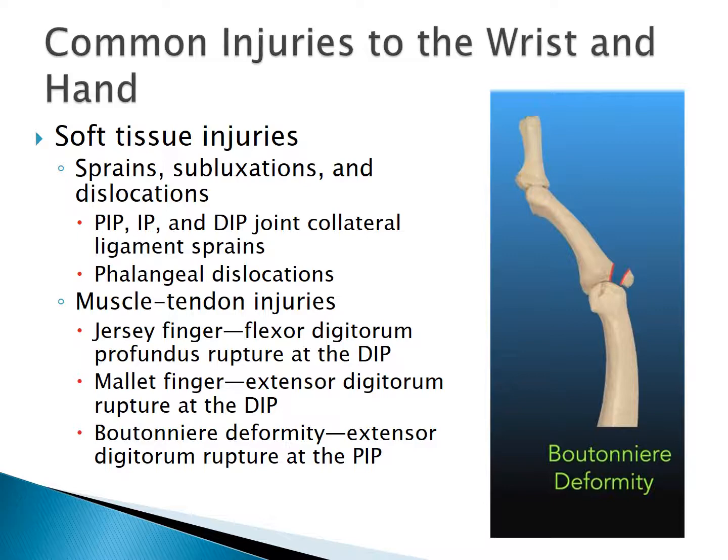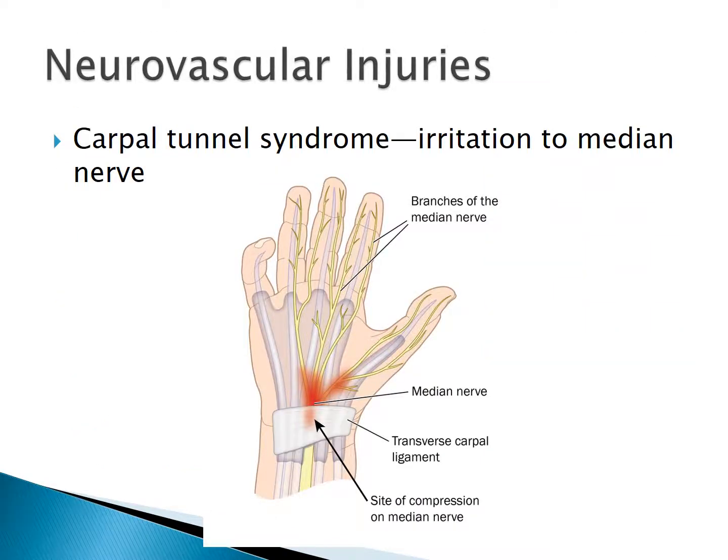The most common neurovascular injury to the wrist and hand is carpal tunnel syndrome. This pathology is a chronic injury that involves an irritation to the median nerve as it travels through the carpal tunnel. The median nerve crosses the wrist and sits adjacent to the deep and superficial flexor tendons that assist with movement of the wrist and fingers.